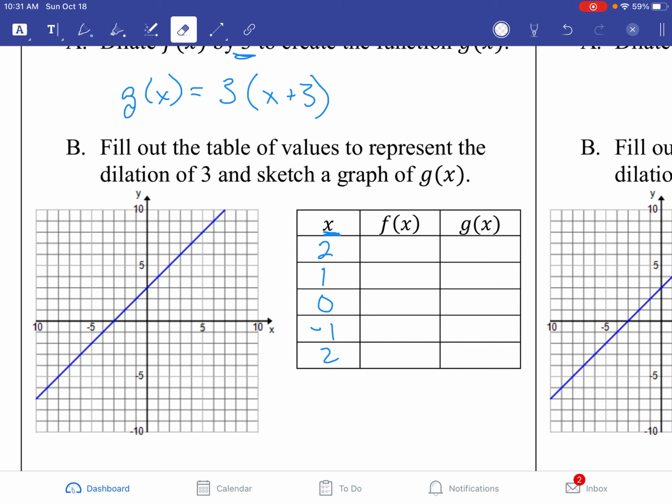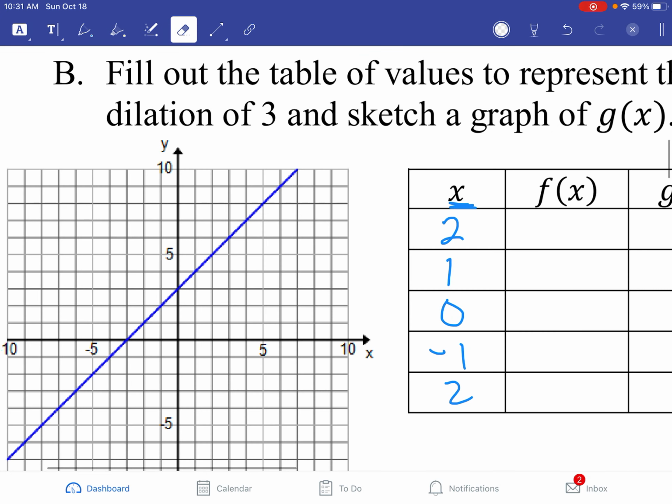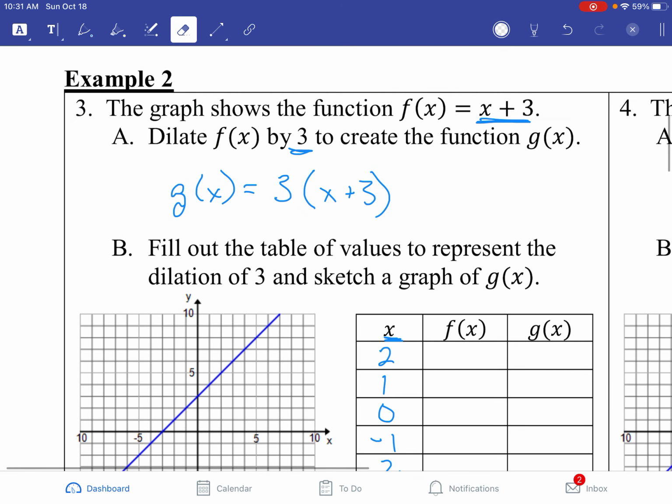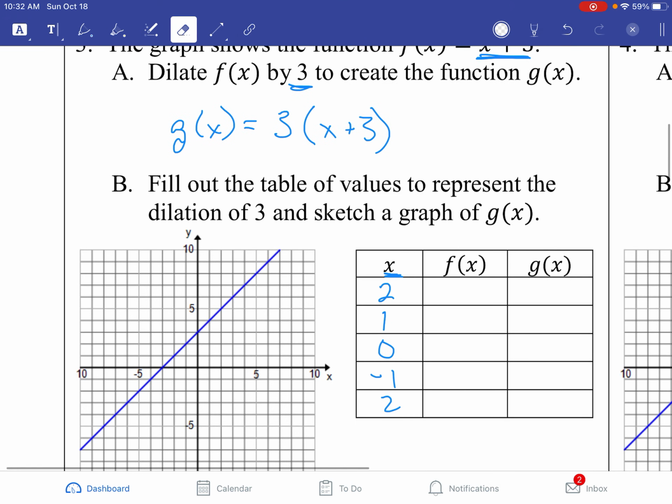Now we're going to find out for f of x what the values of the points are for this function. There's a couple of ways you can do this. One, you can put these x values into the f of x function, x plus 3, and figure out what it is. You can also look at the graph: if you look at 2 on the x-axis, what is the y on the graph? You can go through that way either. It doesn't make a difference.